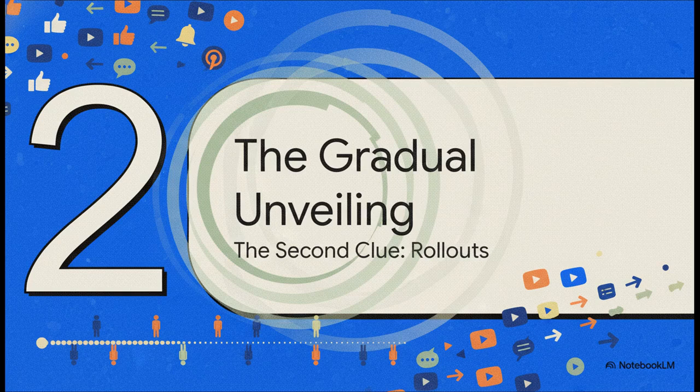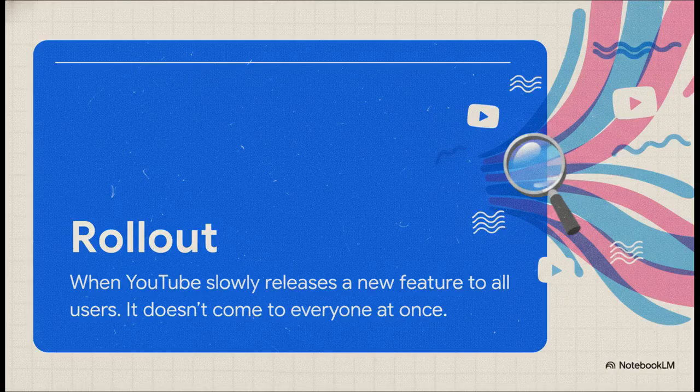All right, so let's say a feature does great in an experiment. Everyone loves it. What's next? Do they just flip a giant switch? Nope. That brings us to our second big clue, this slow, careful process called a rollout. Now, a rollout is different from an experiment because the feature has already gotten the green light. But even then, they don't just push it out to everybody at the same time. They release it super gradually, kind of like in waves.